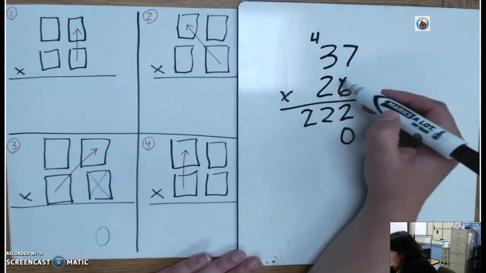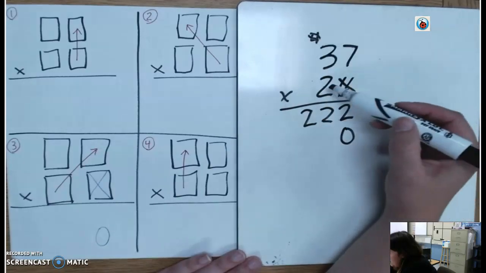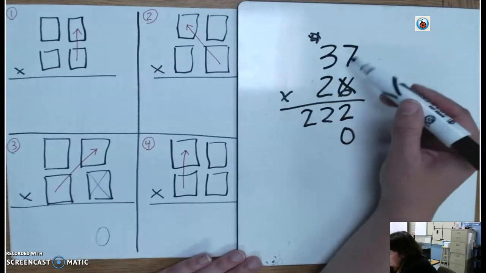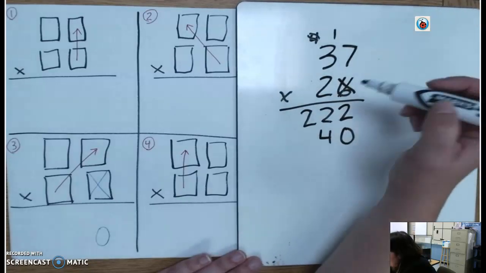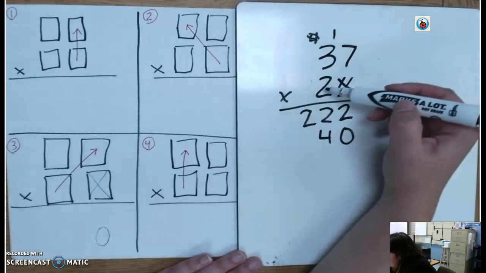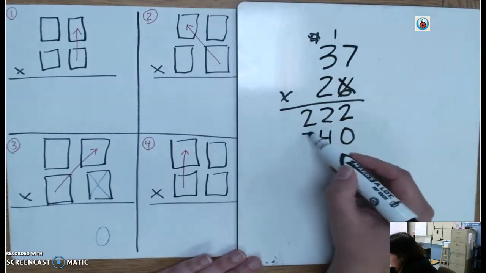Or actually, I'm done with this 6, so I can cross that out. I'm done with this 4, I can cross that out. So now, step 3 says 2 times 7, which is 14. 4, regroup the 1. Step 4, 2 times 3, which is 6, plus the 1, which is 7.